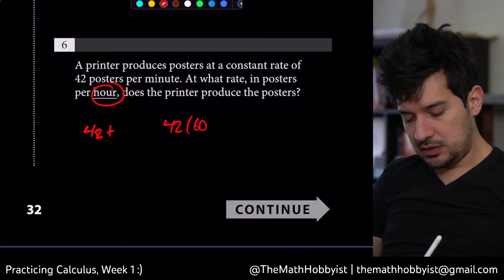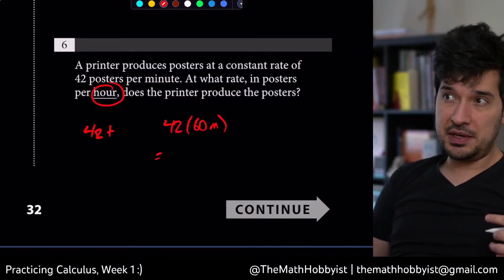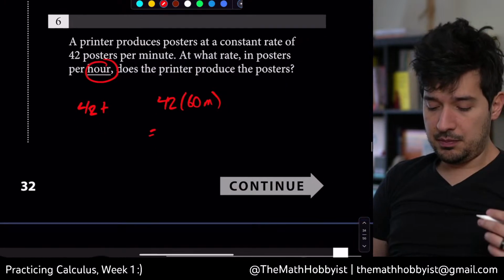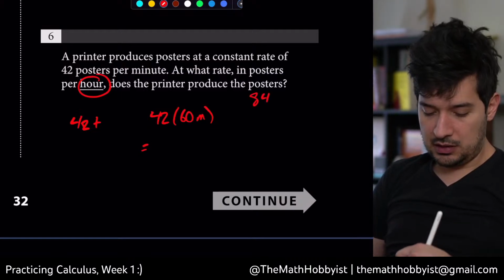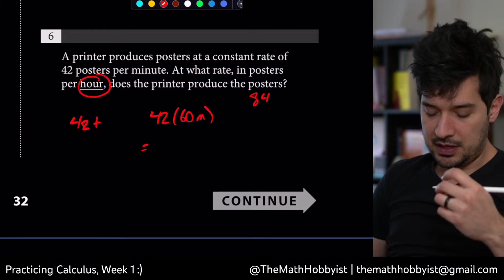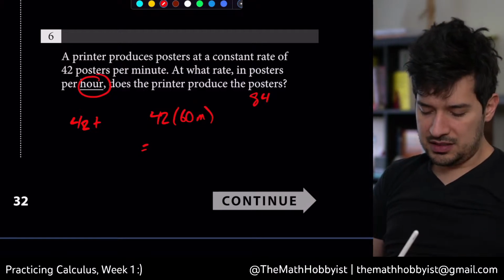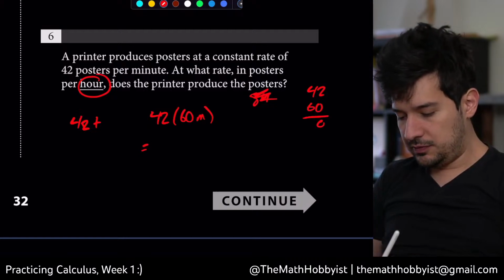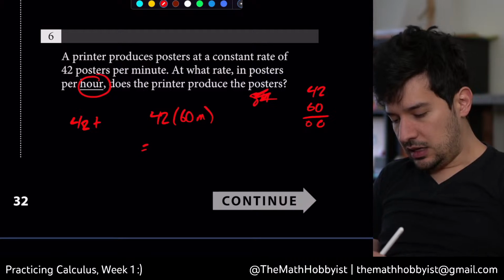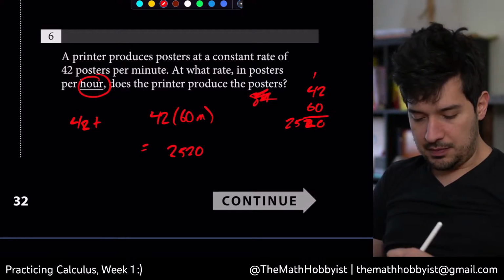And so just double checking. I don't know if you need to simplify the equations when you write them in like this. Let's see. Double 42 is 84, and then triple, it doesn't matter. Yeah, let's just do it. 42 and 60. 2 times 6 is 12, 24, 25, 2520 per hour.